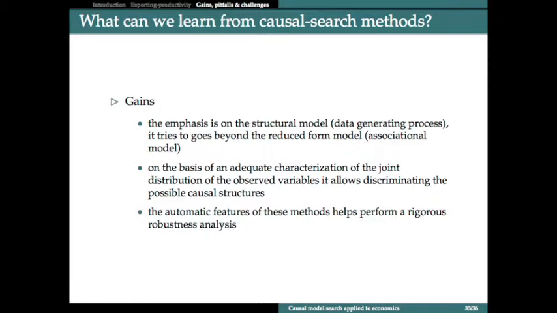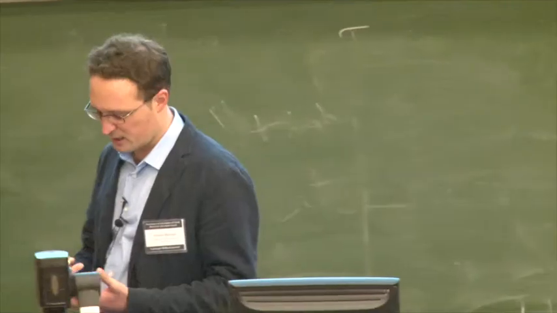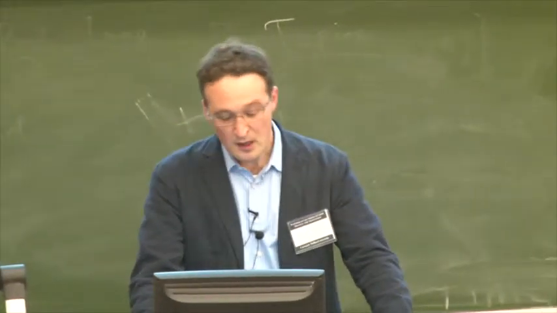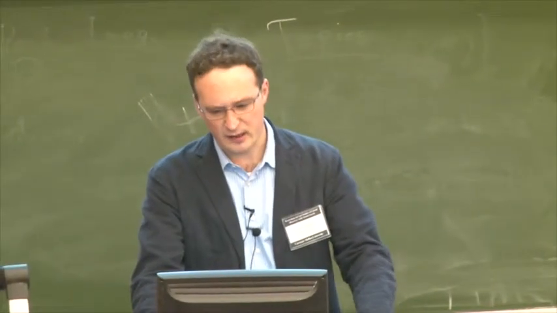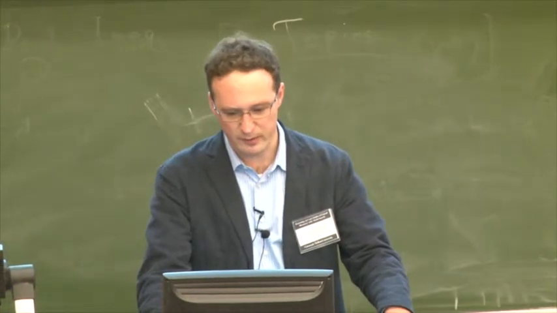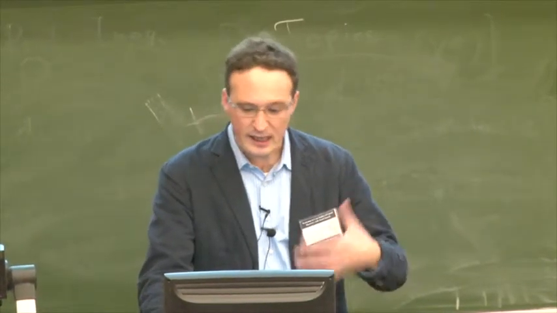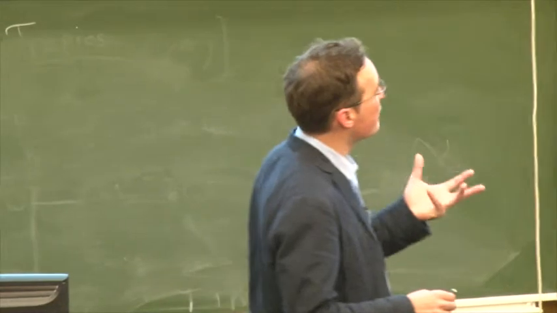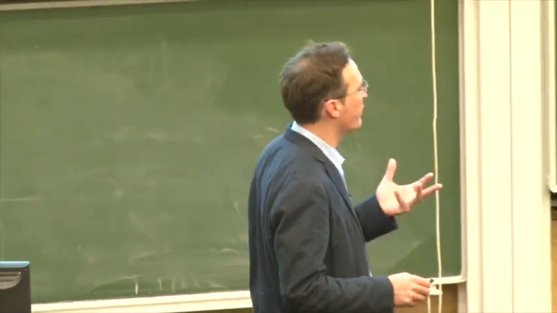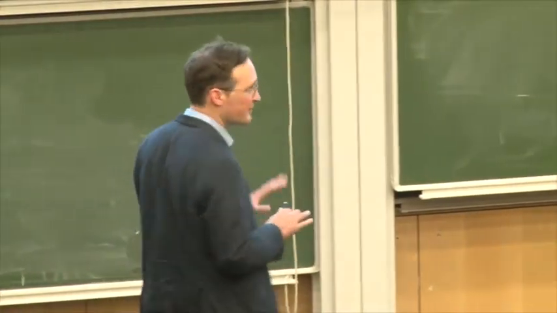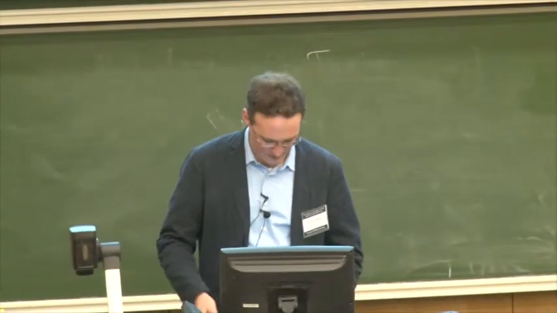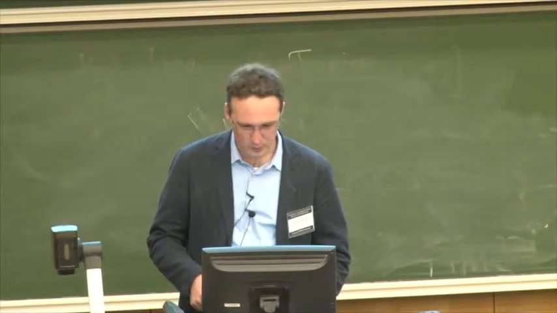So it's really a gain to go beyond the reduced form model. On the basis of an adequate characterization of the joint distribution of the observed variables, it allows us to select the possible causal structure. Another gain is that the automatic feature of these methods helps perform a rigorous robustness analysis. The question isn't only how to perform it, but I think it helps a lot to perform it.